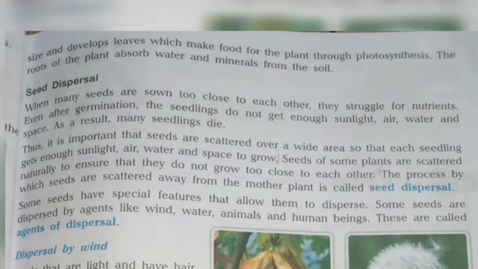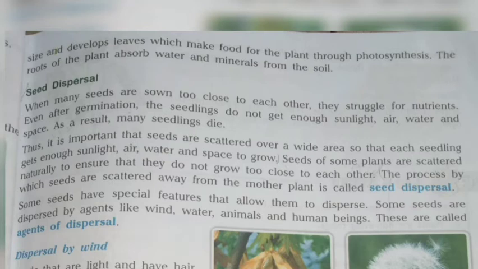Students, when many seeds are sown too close to each other, they struggle for nutrients, as the nutrients in that soil will lack. Even after germination, the seedlings do not get enough sunlight, air, water, and space. As the seeds do not get proper conditions, many seedlings will die.